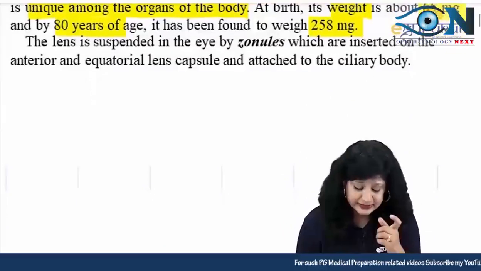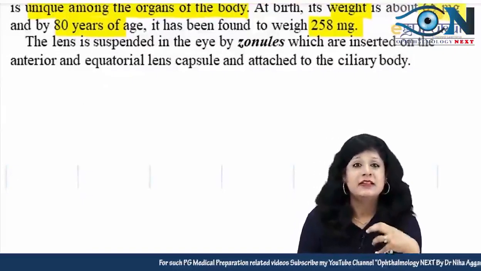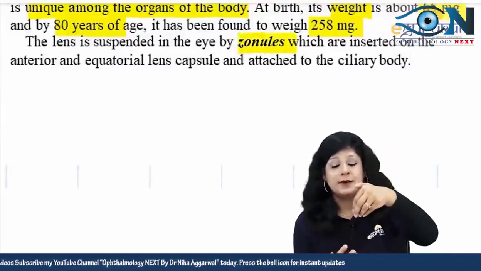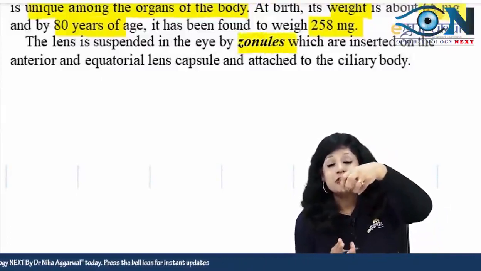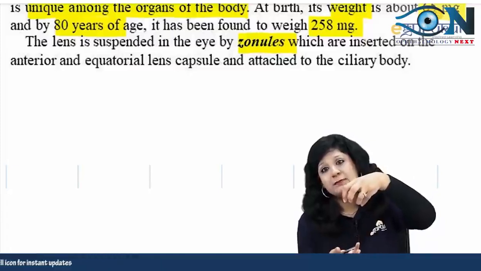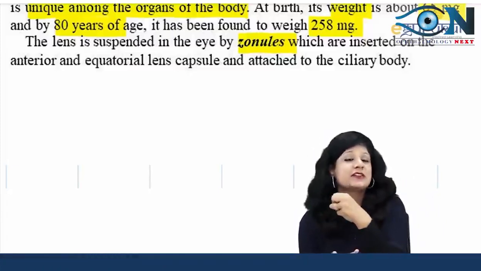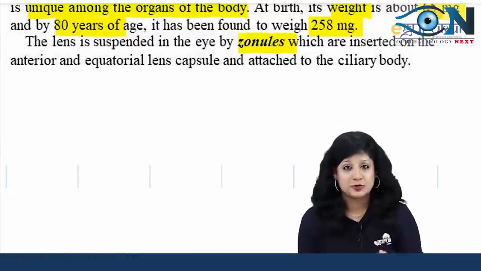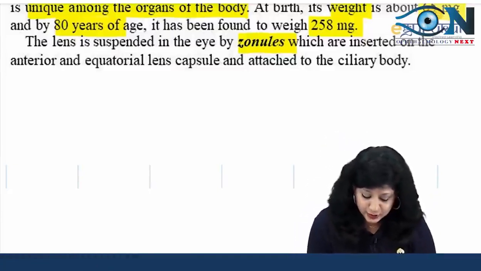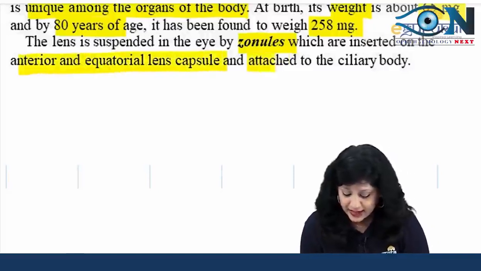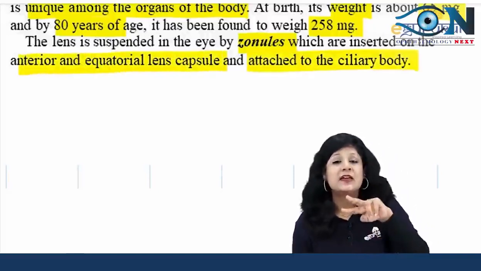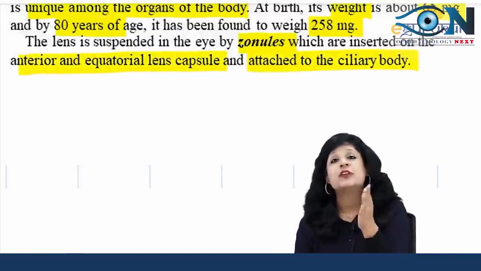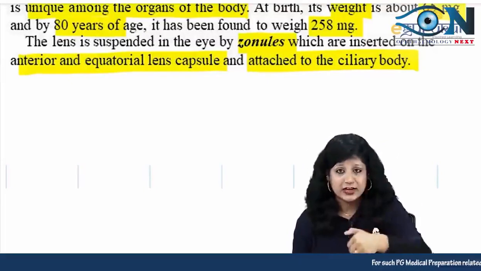Then talking about the lens. The lens is suspended in the eye by the zonules, which are inserted on the capsule. You should know this, that when accommodation is taking place, zonules are acting. So where are they connecting? These zonules are connecting into the capsule. It is the anterior and the equatorial lens capsule they are acting on, and they are attached to the ciliary body. So basically, what is the attachment of the zonules? Attachment of the zonule is to the capsule, anterior capsule, equatorial area.